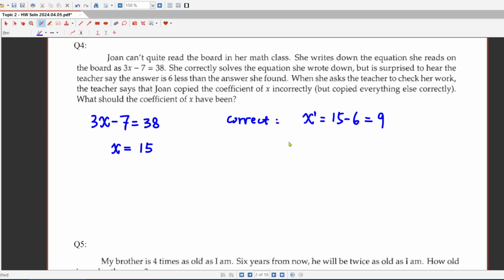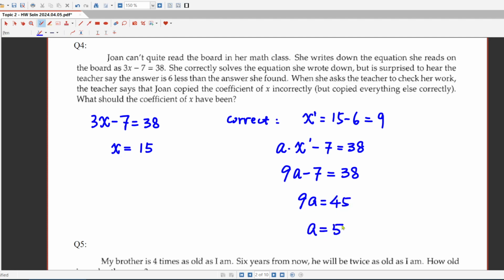And the original equation is some coefficient times x prime minus 7 equals 38. Remember that the coefficient of x is copied wrongly, and everything else is correct. So we need to find the coefficient a, right? So that means 9a minus 7 equals 38, which gives us 9a equals 45, and a equals 5, right? Therefore, the correct coefficient of x is 5. Did you get it?